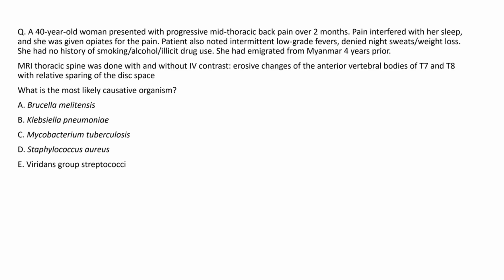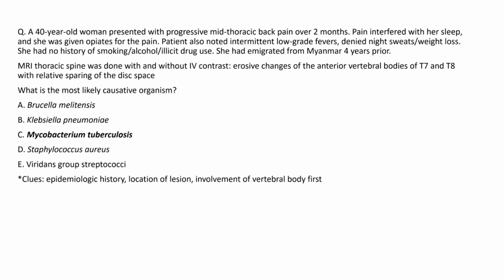Okay, so this is the classic presentation for what? Yes, Pott spine. So the clues are that she is originally from an endemic area, and the location of the lesion: the most common location of tubercular vertebral osteomyelitis is actually the thoracic spine, as opposed to other bacterial osteomyelitis, which involve the lumbar and sacral spine. And then also the anterior portion of the vertebral body tends to be more commonly involved with TB as opposed to the other ones. And the vertebral body itself first gets infected, followed by the disc later on. So those are all your clues.